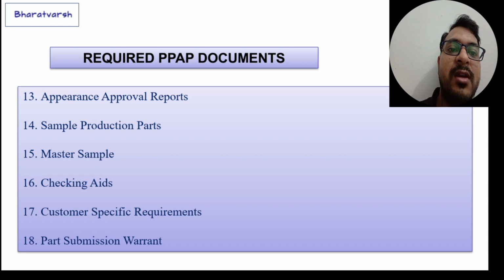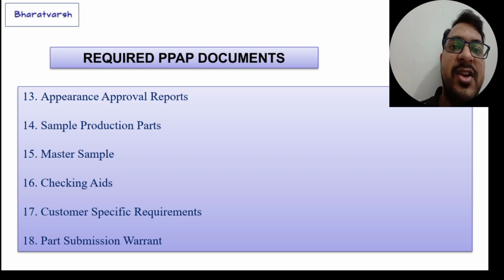15th is the master sample. Master samples are those types of samples which we procure at our end after production, after approval of the production part approval, PPAP, or during the PPAP submission or during the PPAP audit. It is approved by the customer, has a defined approval date, and is to be used as a reference for the control plan, design records, etc.